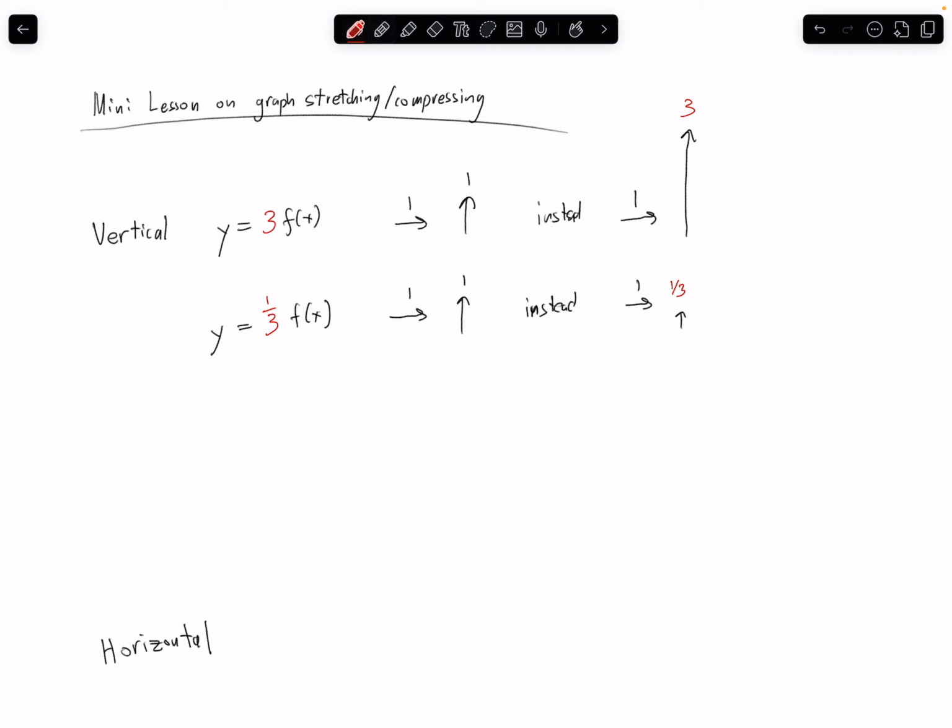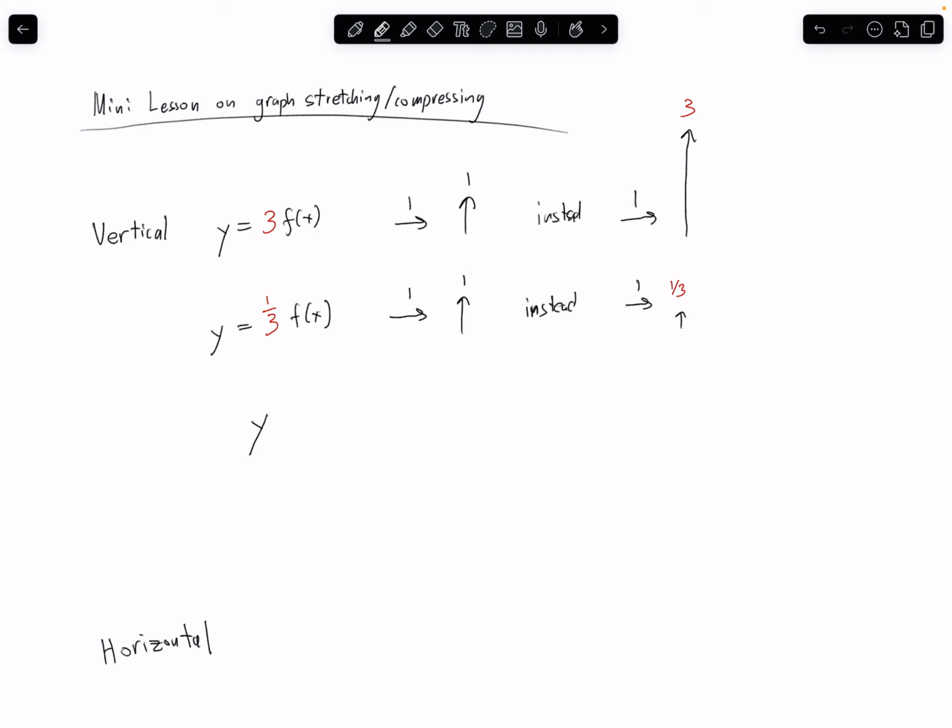So let's see an example of that in action. Whatever value it is, you're just going to keep the left and right movement constant, the same as it originally was. And you just multiply the up and down movement by whatever the new value is. So let's look at an easy example.